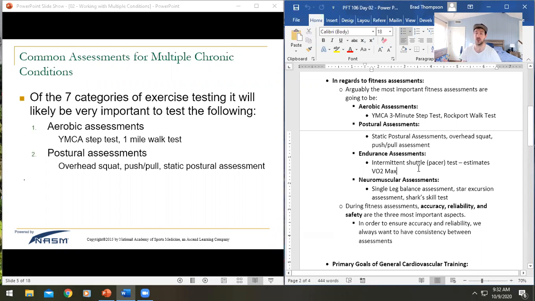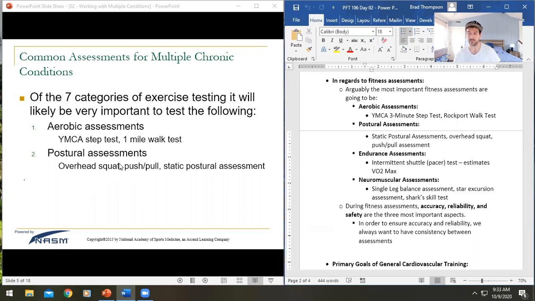And then we know the overhead squat, which you guys are slightly familiar with, and the pushing and pulling assessment. We're looking to see, do your feet turn out? Do your knees cave in? Do you excessively lean? Does your low back arch? Does your low back round? Do you shift laterally? Do your heels rise? Do your arms fall forward? Or do you have shoulders elevating in a forward head posture?